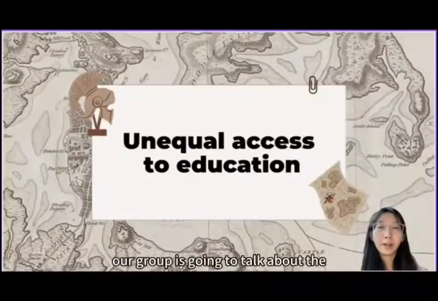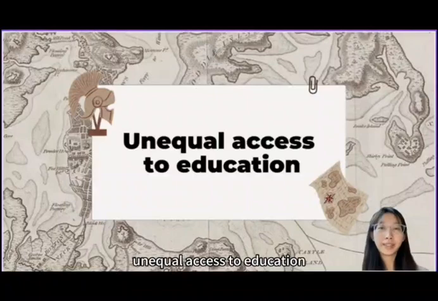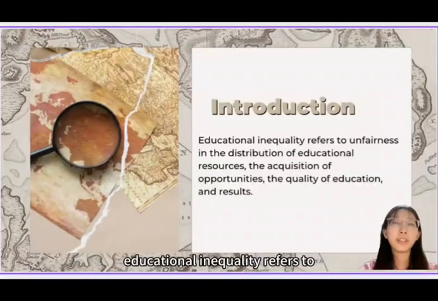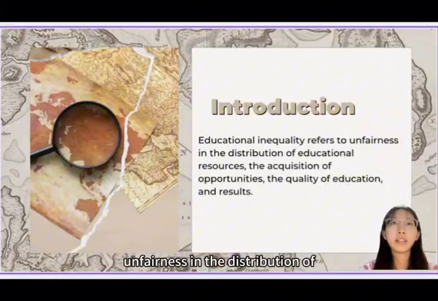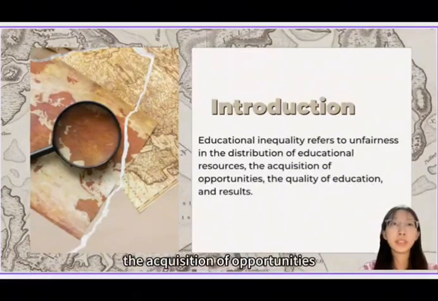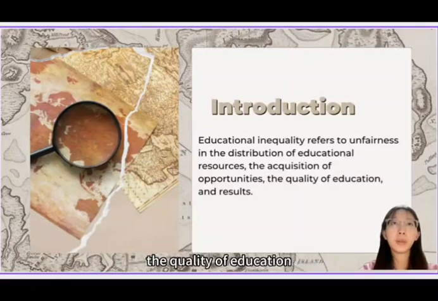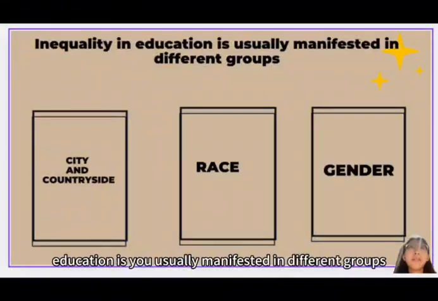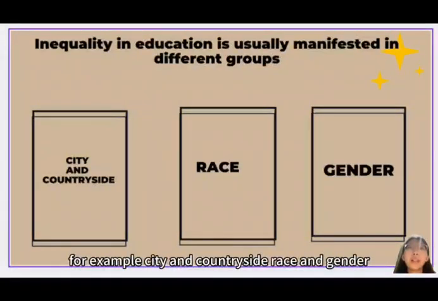Hello everyone, our group is going to talk about unequal access to education. Educational inequality refers to unfairness in the distribution of educational resources, the acquisition of opportunities, the quality of education, and the results. Inequality in education is usually manifested in different groups, for example, city and countryside, race, and gender.